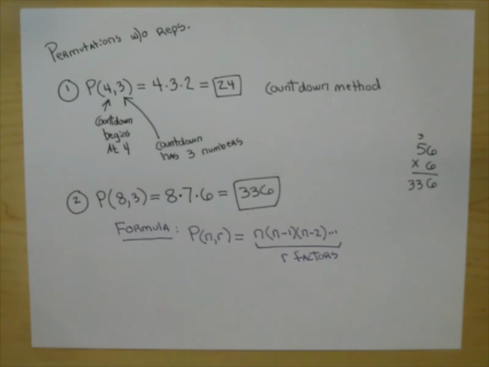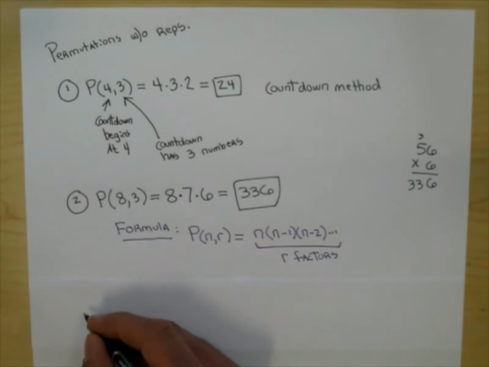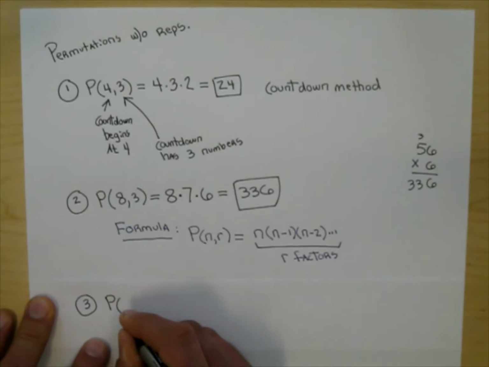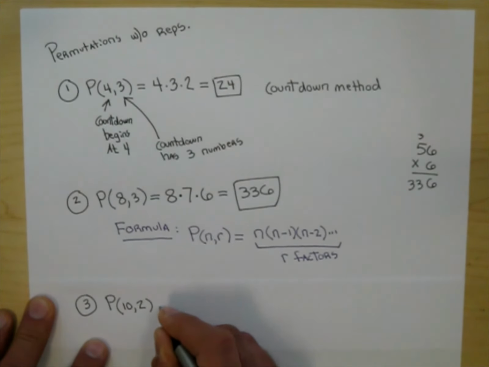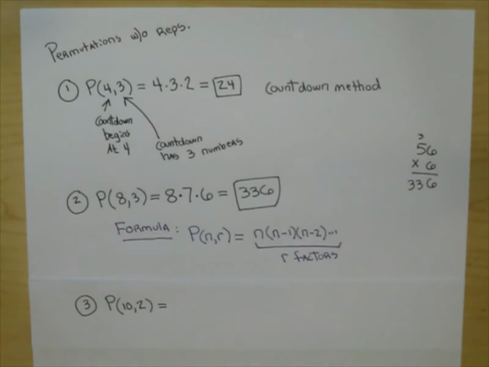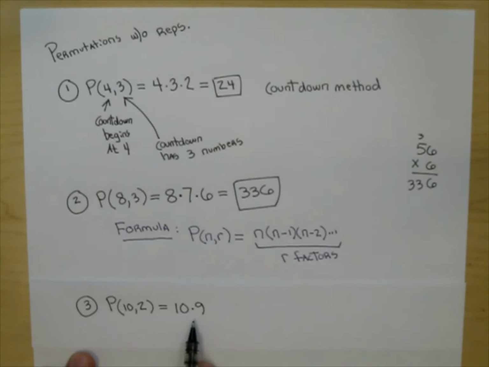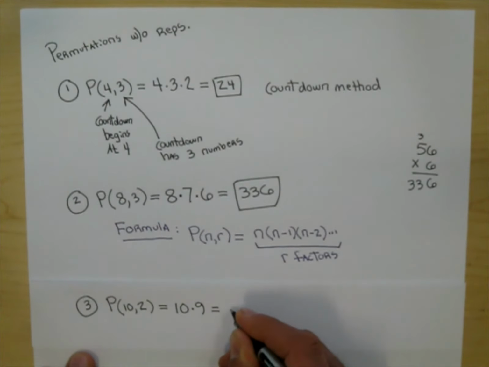Why don't we go ahead and do another problem? I'm going to go ahead and do problem number 3. Ten, pick 2. So maybe you'll pause the video and do this one on your own, and maybe you won't. My countdown begins at 10. 10, 9. 2 numbers in the countdown, so I stop right there. So the answer is 90.